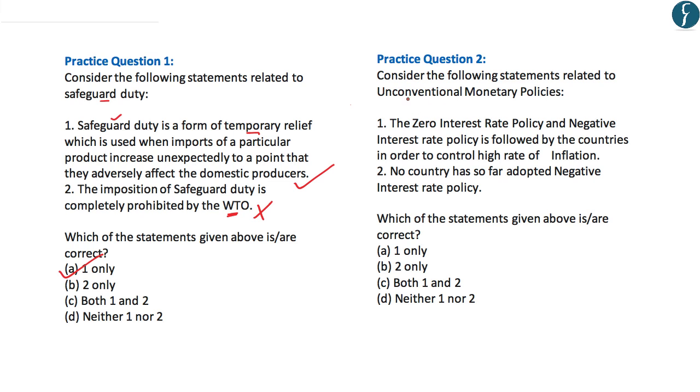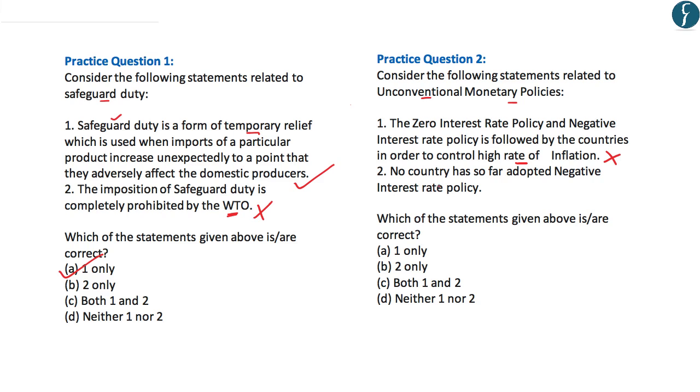Question number 2 is related to the unconventional monetary policies. The first statement, the zero interest rate policy and negative interest rate policy is followed by the countries in order to control high rate of inflation. This statement is incorrect. In fact, it is the opposite. All these unconventional monetary policies were followed to give impetus to the economy and increase the money supply. Hence, these are followed to increase the rate of inflation.